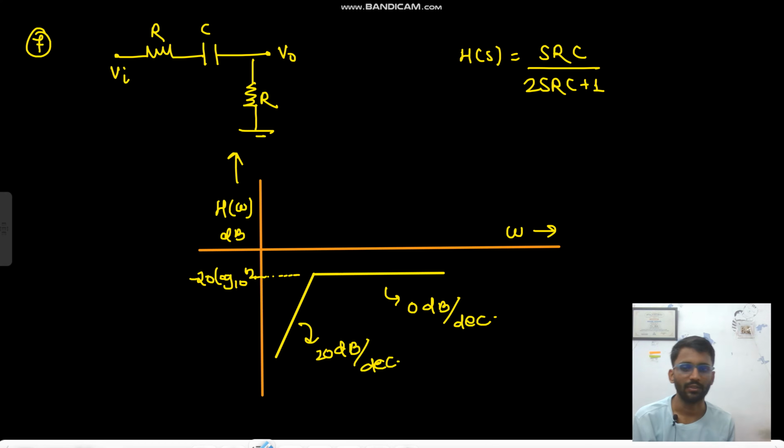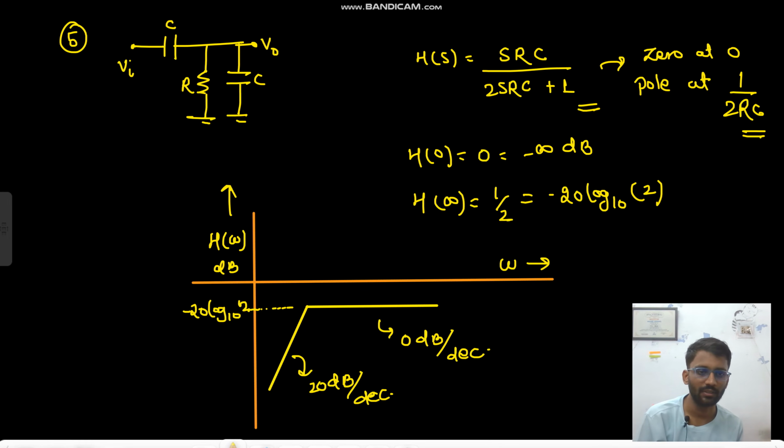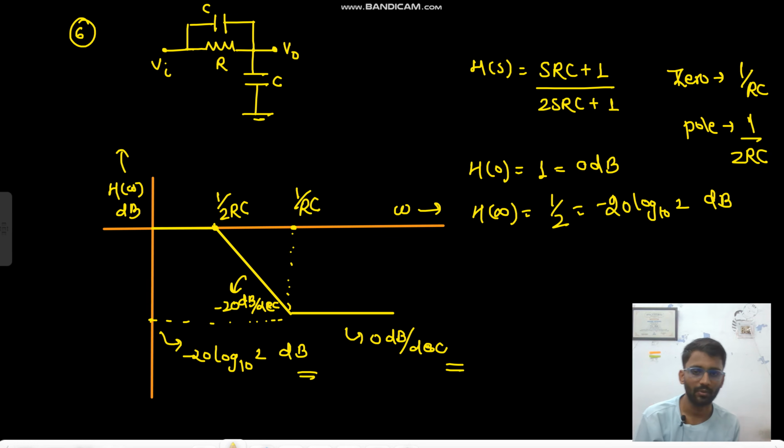So, no need to write 0 and 4. This is the same graph we will be having. And this also we have done, I guess. SRC plus 1 upon 2 SRC plus 1. So this same graph we will be having.